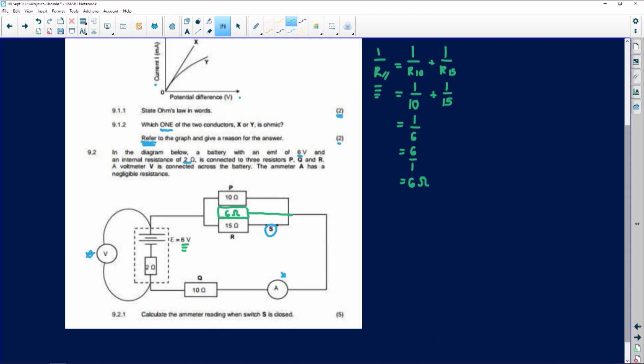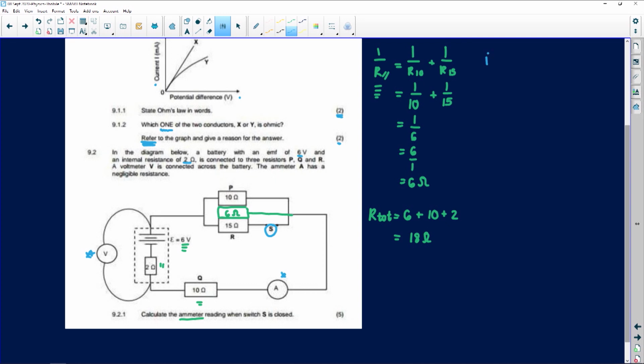Now 6 ohms is in series with 10 and again with 2. So therefore I can say my R total for this circuit is the 6 ohm that I got from the parallel resistors plus the 10 ohms plus the 2 ohms, which then gives me a total of 18 ohms in the circuit. But now they said we must calculate the reading on the ammeter, so we are not yet done. So I have 2 ways of finding the current.